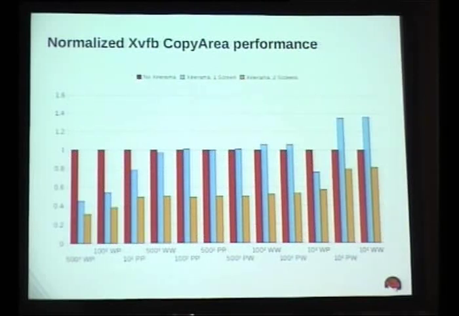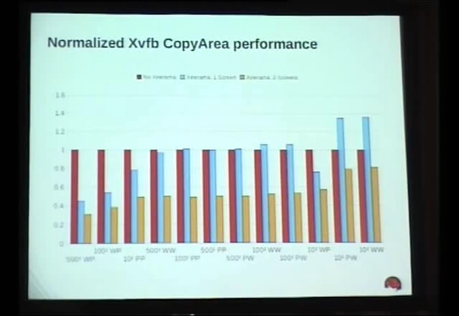The red bars are normalized copy area performance, which is basically a memory bandwidth intensive operation. Imagine blitting around between screens. Red bar is Xinerama off, which is why it's one all the way across. Blue bar is Xinerama across one screen. And orange bar is Xinerama across two screens. And at the bottom, this is the size, 500 squared, 100 squared, how big of a region I'm blitting. And W and P are window and pixmap, so it depends whether I'm going from a window to a pixmap or from a pixmap to a window.